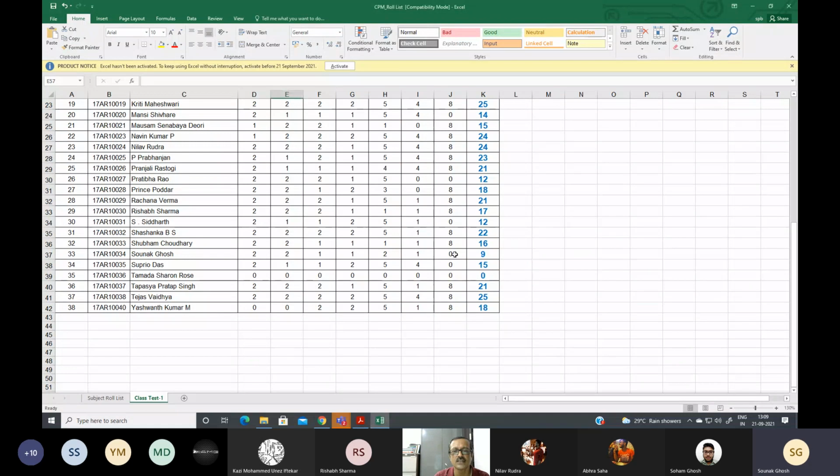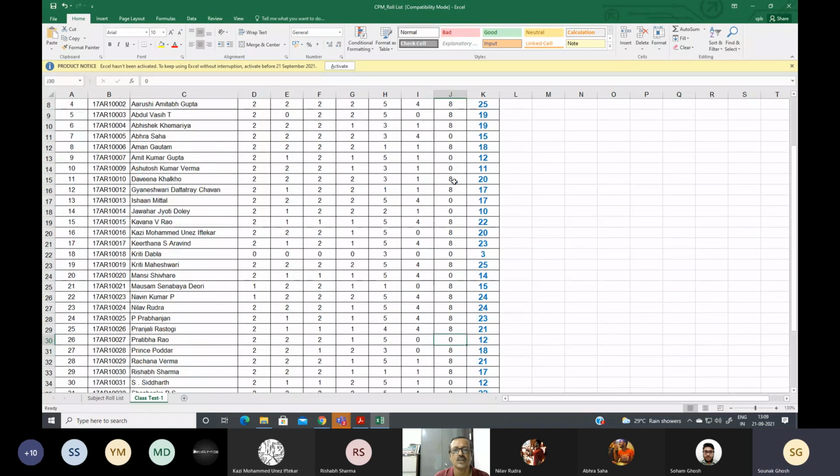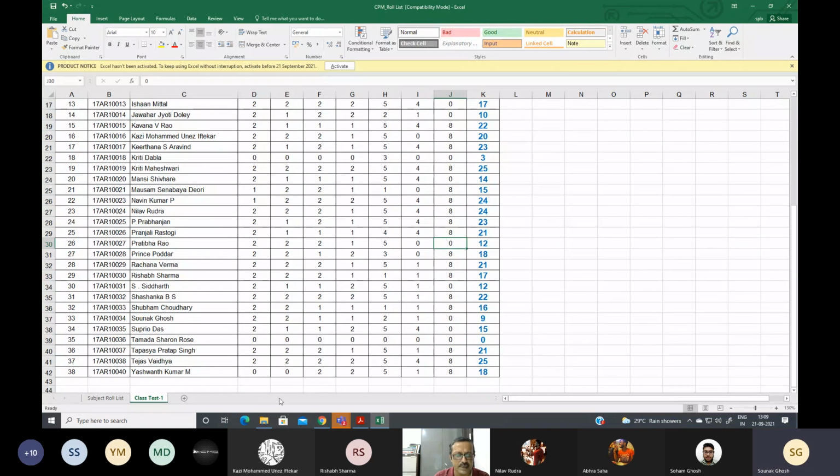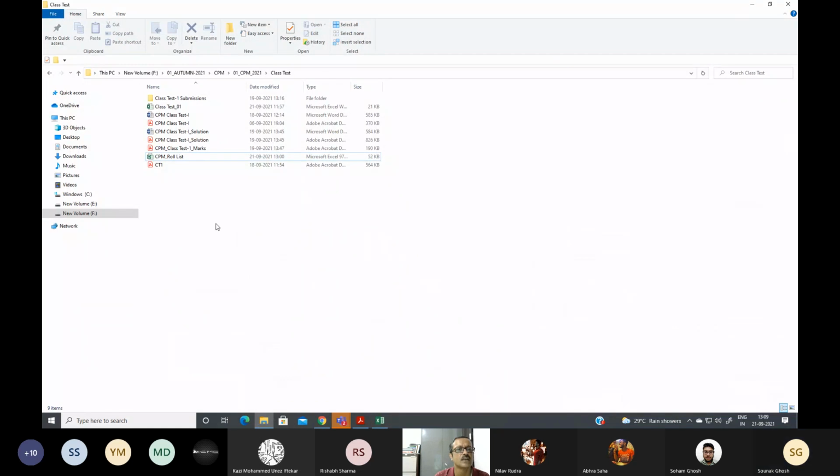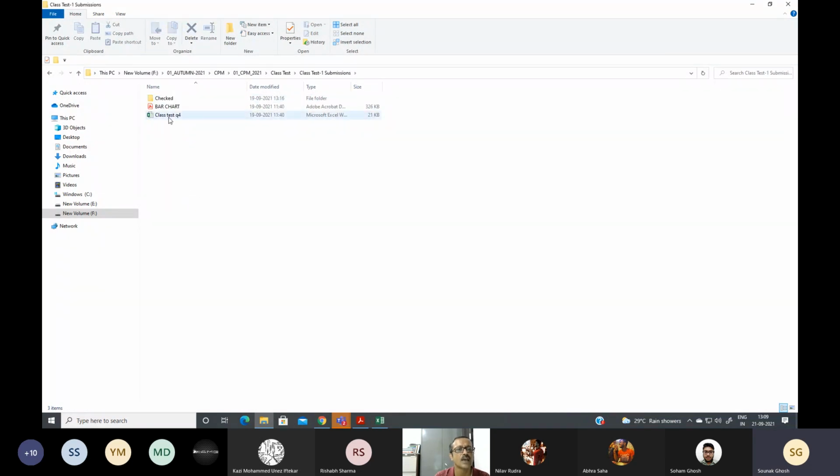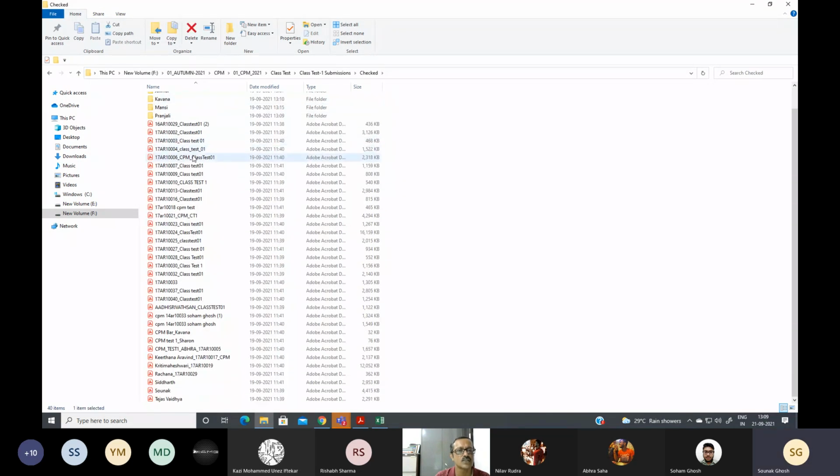Shaunak, you got 0 in this one. Yes, sir. Supriyo got 0, Rose got 0 because of some other reason, maybe Pratibha also got 0. So a lot of people got 0. But now, tell me, see, I have checked the submissions. Now you see, I have checked. Can you see the folder? So this is all checked.